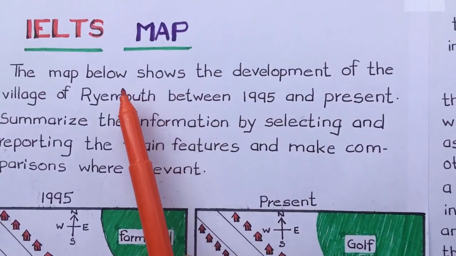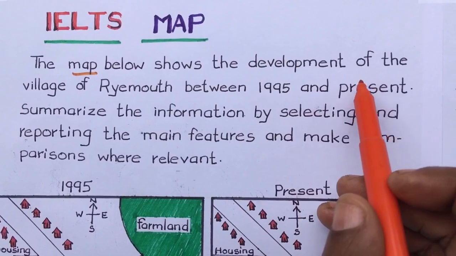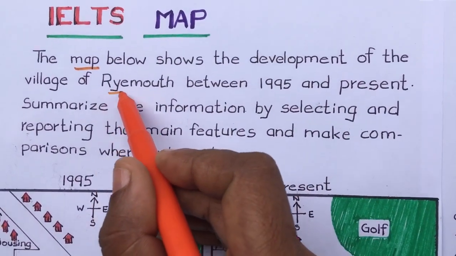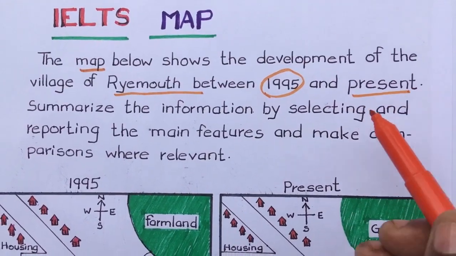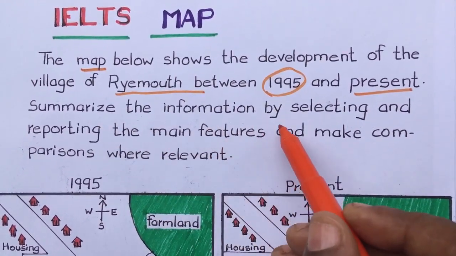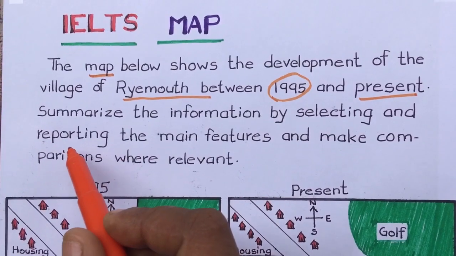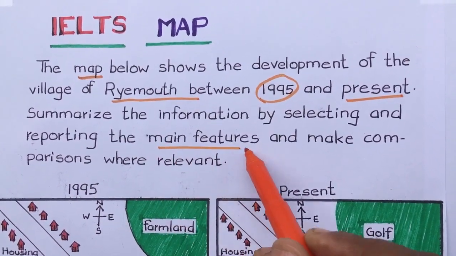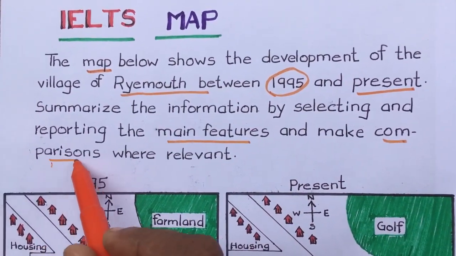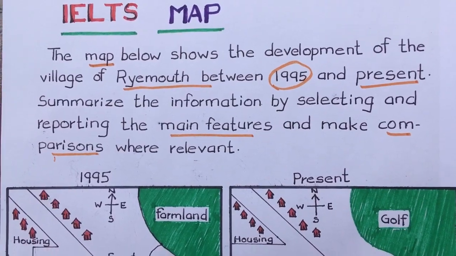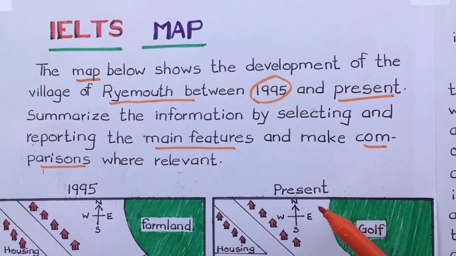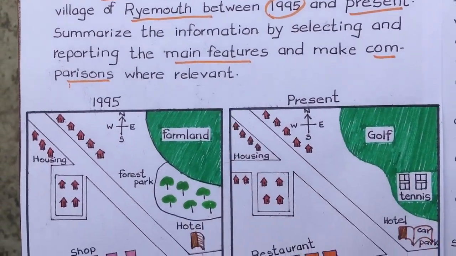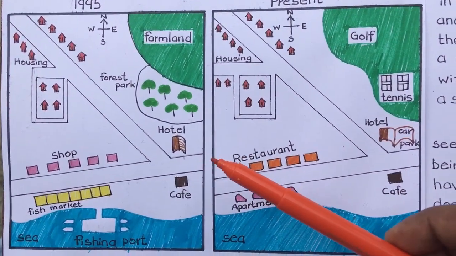The map below shows the development of the village of Rymouth between 1995 and the present. Summarize the information by selecting and reporting the main features and make comparisons where relevant. So, the question always asks about the main features and making comparisons. So let's move to the diagram first. We'll understand what this diagram is about.